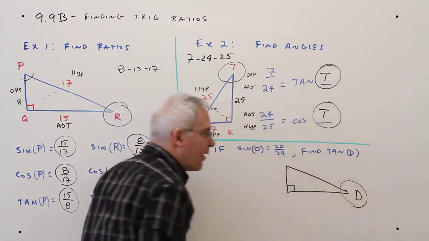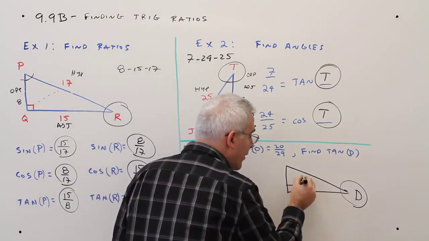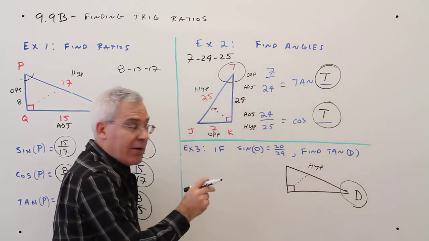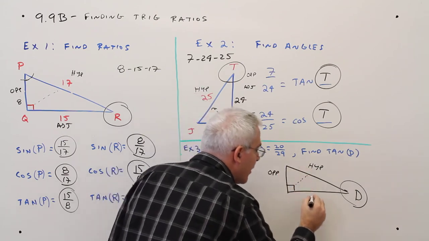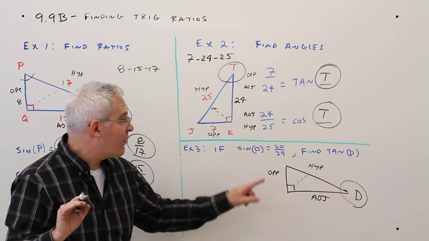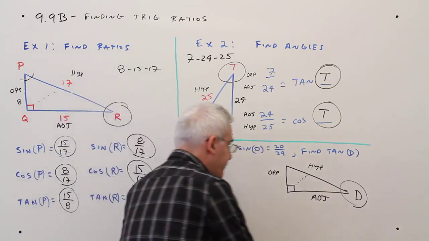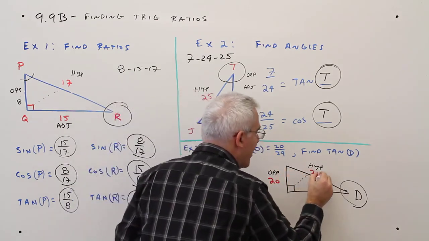I'll circle it. That'll be my reference angle, and I'll start labeling. Opposite the right angle is the hypotenuse. Opposite the angle is the opposite. And the other one is adjacent. All right, so now I've got my picture. Let's fill in numbers. So the opposite would be 20. The hypotenuse would be 29.